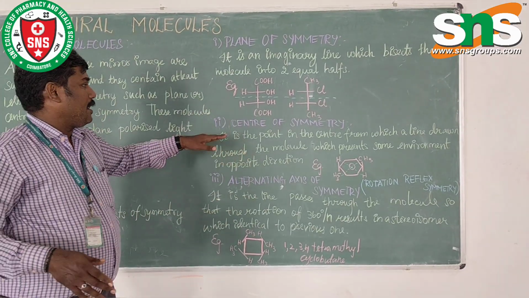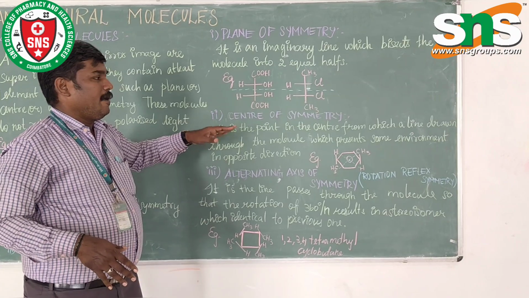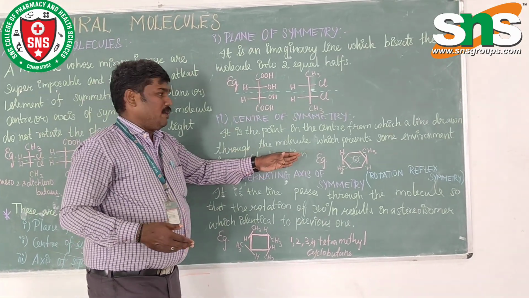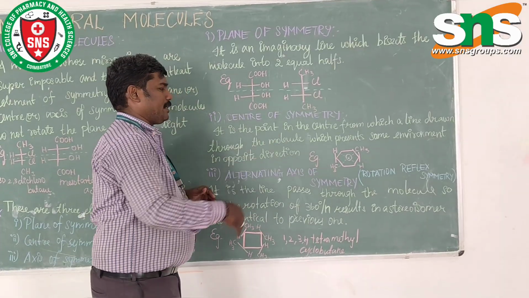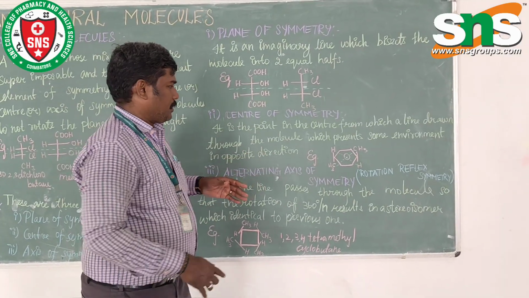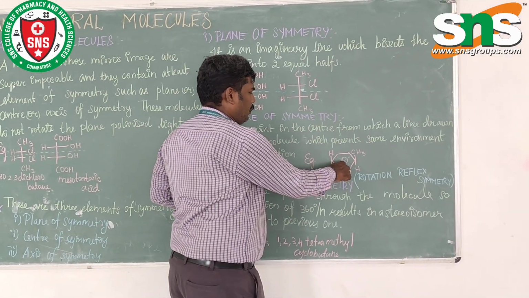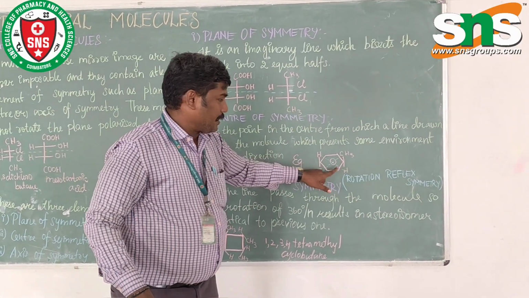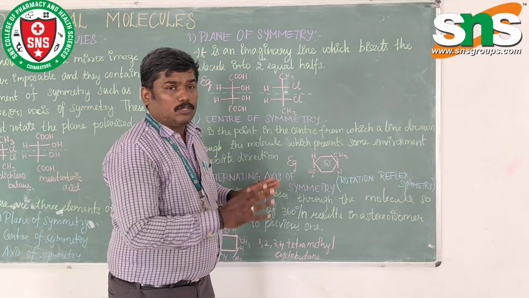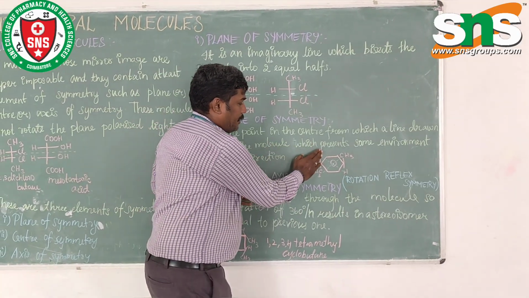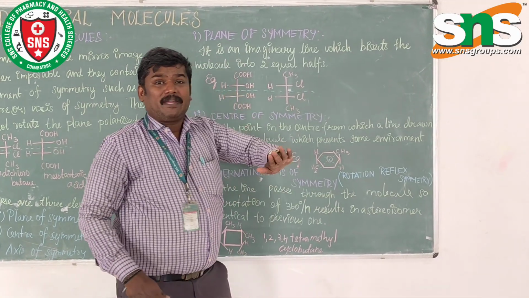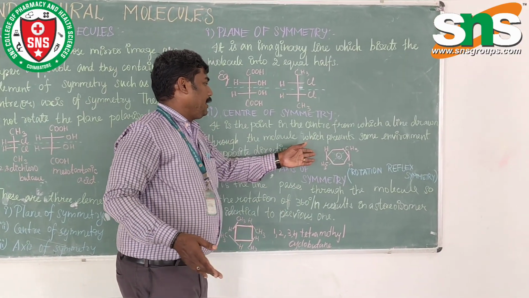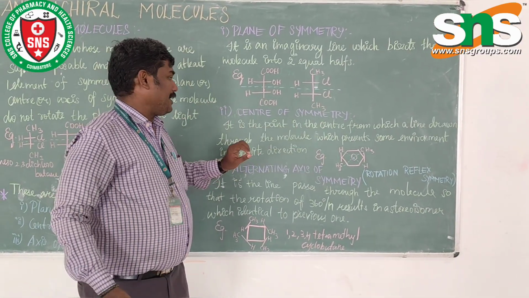The second one is center of symmetry. It is the point in the center from which a line is drawn through the molecule, which presents the same environment in the opposite direction. Here you will find this point in the center. So it divides the molecule into two equal halves, that is, the same environment is present oppositely. Hence it is not optically active. This is called center of symmetry.